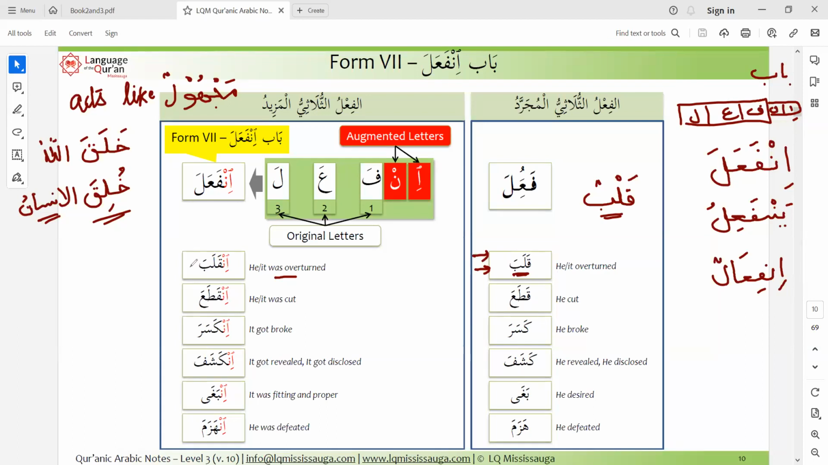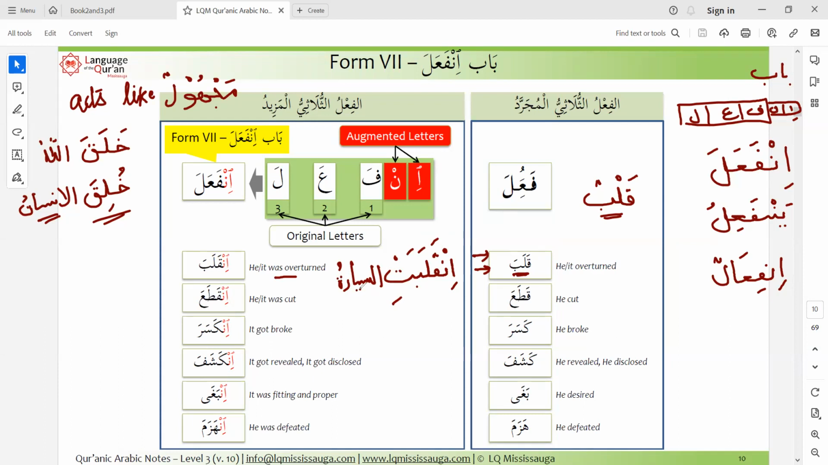For example, the car was overturned. So what do we say? We say inqalaba. Okay, inqalabatis sayyara. When we read, we say inqalabat. So inqalabat is sayyaratu. The car was overturned. Okay. So it gives the meaning of muta'awa'a.